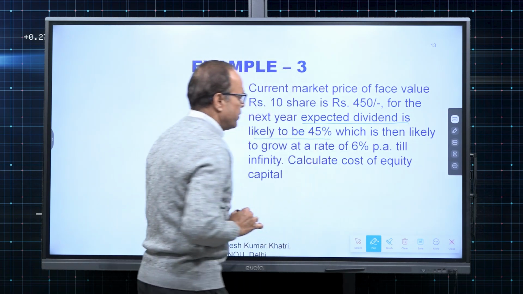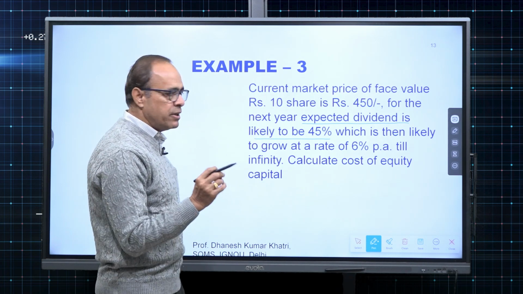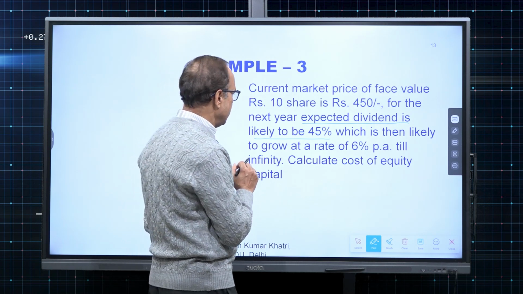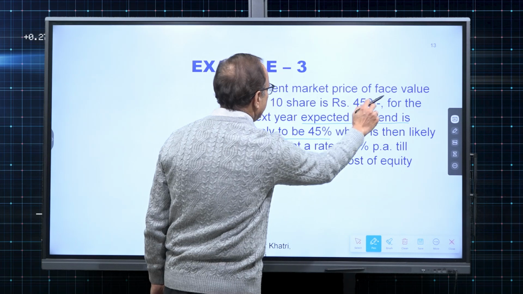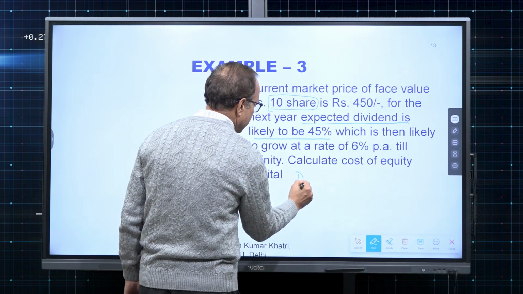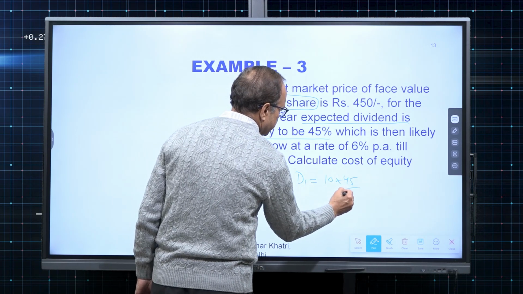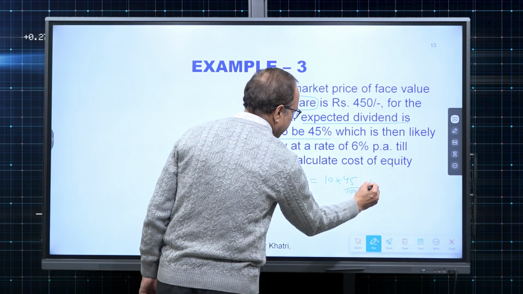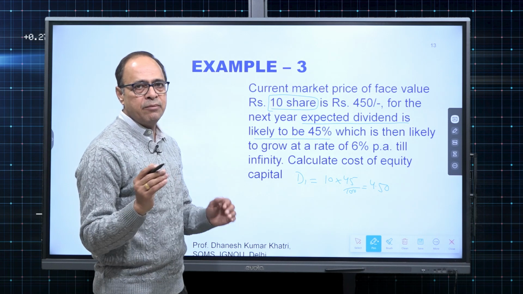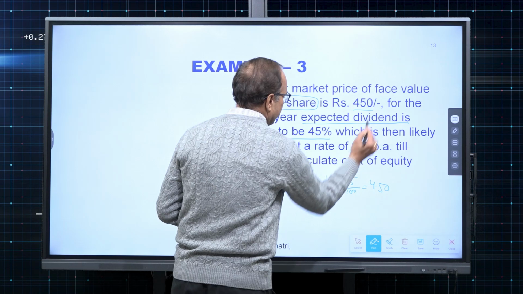That means by applying this percentage, we will get D1 directly. Now always remember, dividend percentage is a function of face value. So what is the par value of this equity share? The current market price is for a face value of 10, so the face value is 10. So we get D1 as 10 multiplied by 45%. That means next year's expected dividend is 4.5. So always remember, dividend percentage is a function of par value. P0 is given as 450.